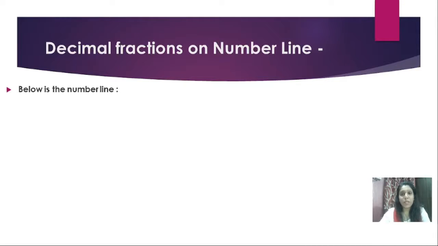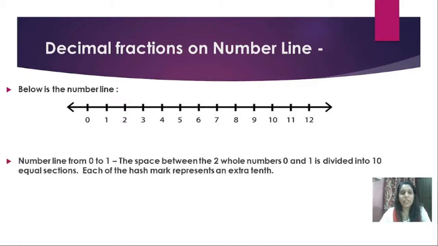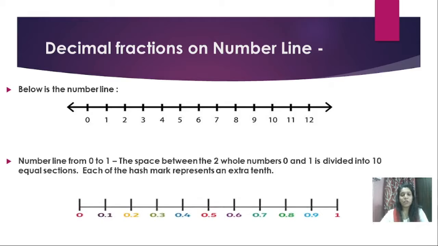So what is a number line? You all have scales in your compass box, right? This is how it looks. Correct, children? So you have a scale from 0 to 15 centimeters. And there are very small lines on it. Okay? So we will only take a number line from 0 to 1.